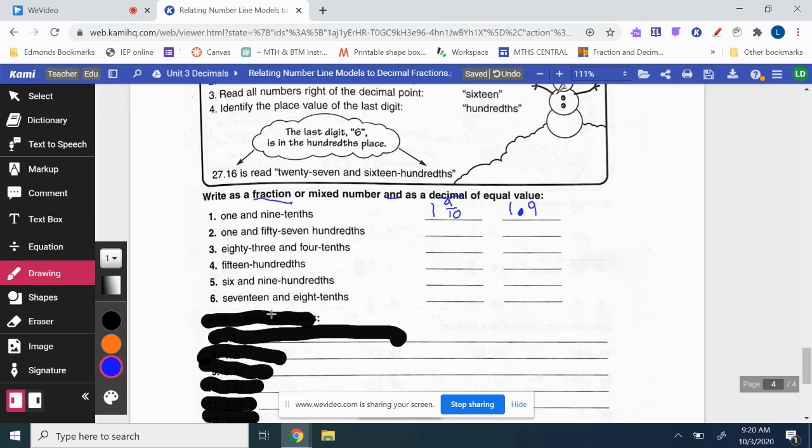Number 2, 1 and 57 hundredths, and 1 and 57 hundredths. They want you guys to be comfortable that fractions and decimals are the same, they're just written a little bit differently. Try this out, and again, we'll do the first 2 pages in class.